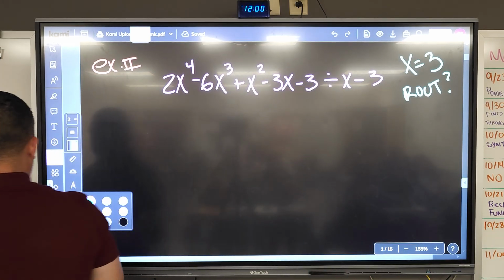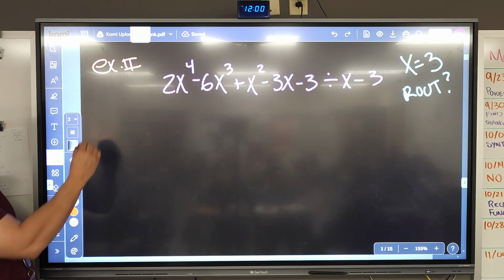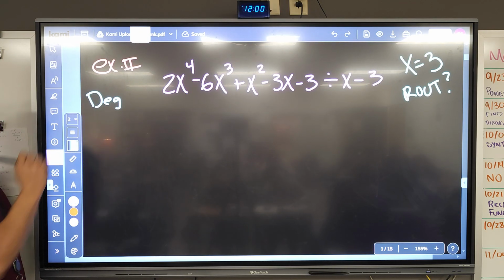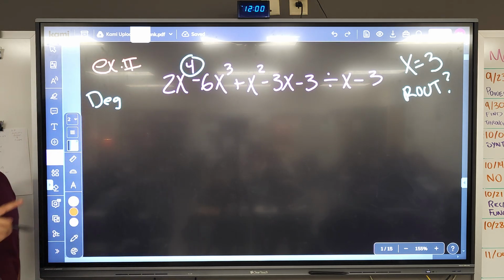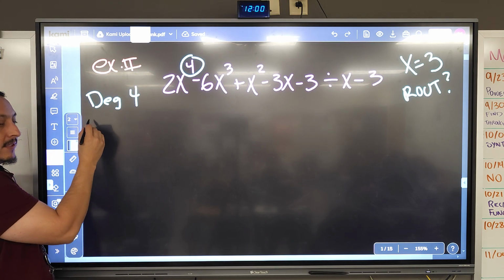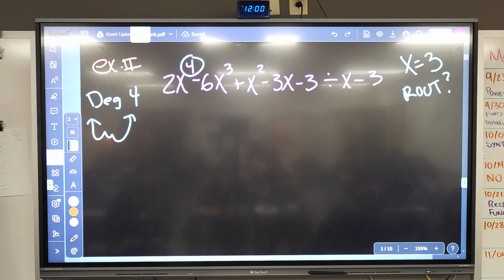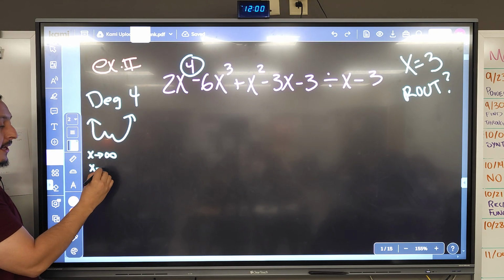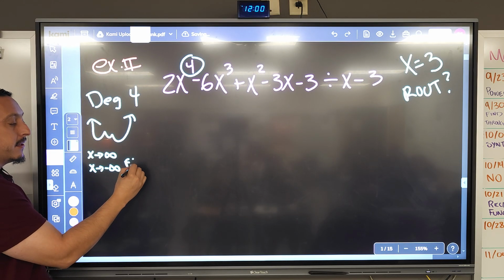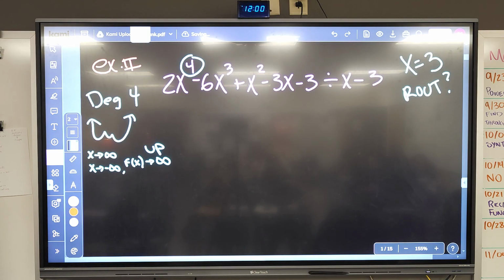But before we answer that question, let's answer a bunch of other questions. We know the degree of this is what? 4. Okay, with these you don't add them. It's the highest power. So 4 looks like a W. You should be able just to look at this and get all this information out. That means both arms, the right one and the left one, are both pointing up to infinity. That means up.